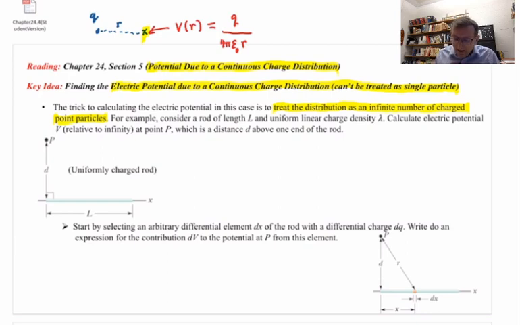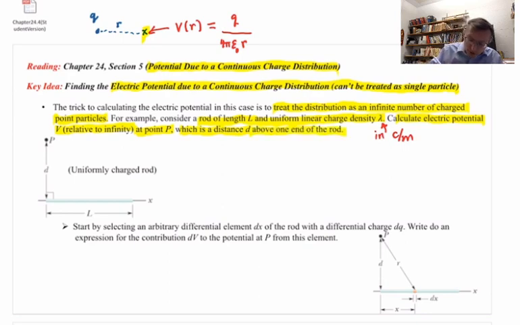All right, so we're going to consider here a rod. It's got some total length, big L, and it has a uniform linear charge density, lambda, a charge per unit length in the SI unit of coulomb per meter. And it's the same value of lambda everywhere along the rod. We are to calculate the electric potential, V, relative to infinity, meaning using the reference point at infinity, at the point they've marked with a P. And that point is a distance little d above one end of the rod.